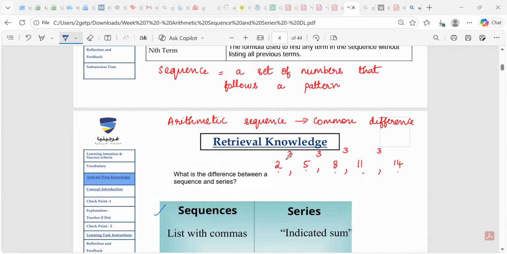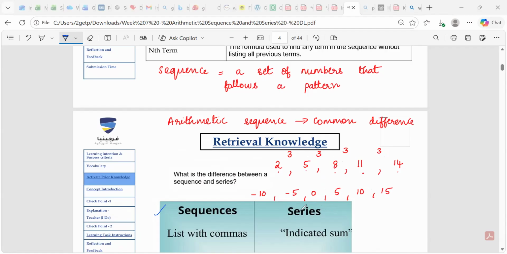So along with 2, if you add 3, you will get 5. Along with 5, you add 3, you will get 8. 8 plus 3, 11. 11 plus 3, 14. So this is an example for arithmetic sequence. I'll just show you using one more example. Let's say minus 10, minus 5, 0, 5, 10, 15.